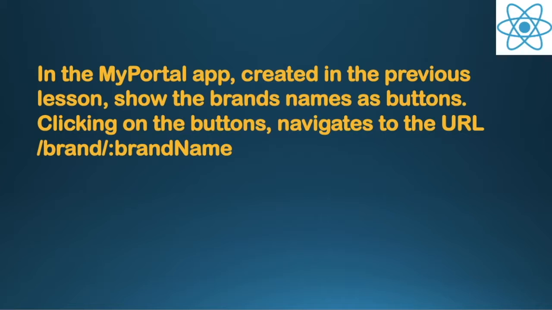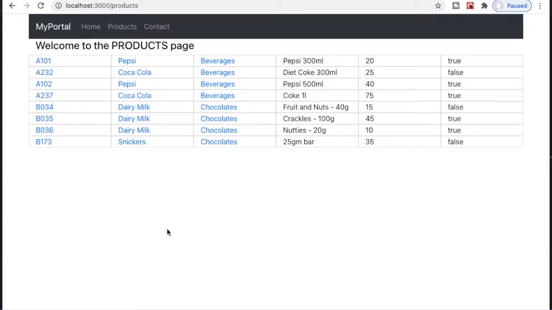So in the previous video, we had created this application My Portal, which displayed the details of products. And what we will do now is, in the products component, show the brand names as buttons. And when the brand name or that button is clicked, it should navigate to the URL /brand/brandname using programmatic navigation. So this was the application we had created in the previous video, and the link of that video is there in the description in case you want to check it out.